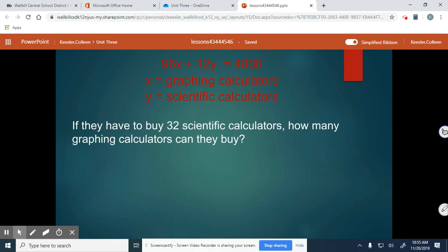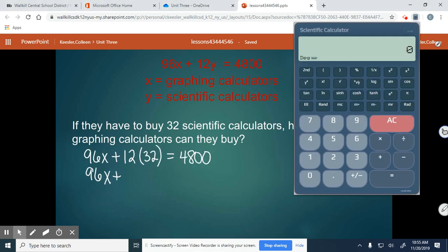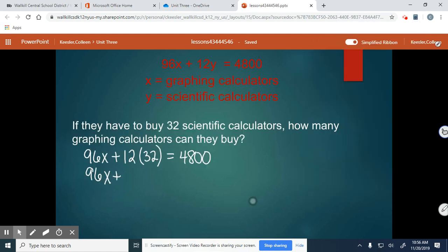So if they have to buy 32 scientific calculators, how many graphing calculators can they buy? So now we're plugging in the 32 for scientific. So we have 96x plus 12 times 32 equals 4,800. So 96x stays, plus 12 times 32 is 384 equals 4,800. So now we subtract the 384.